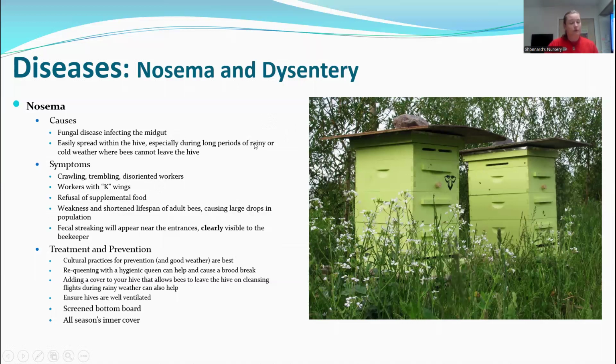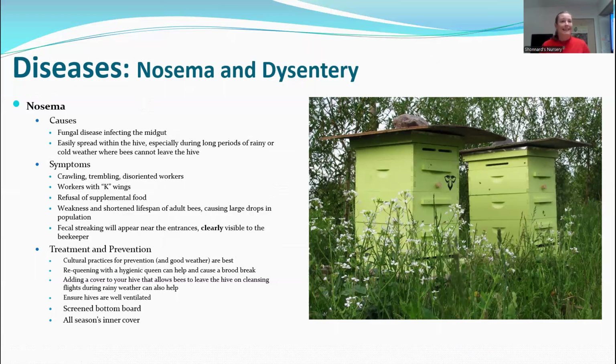So you'll see symptoms. Fecal streaking is the most common symptom of nosema and dysentery. You can't really tell the difference between nosema and dysentery unless you slice the bee open and you actually look at the midgut. The midgut is going to look quite a bit different in a healthy honeybee versus one infected with nosema. So you'll see crawling, trembling, disoriented workers at the entrance if this is a problem. Workers with K wings, so their back wing is kind of stuck up. Fecal streaking at the entrances.